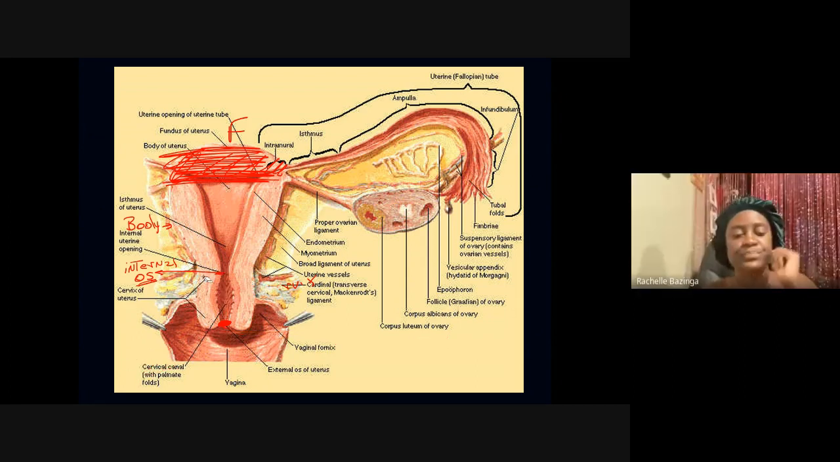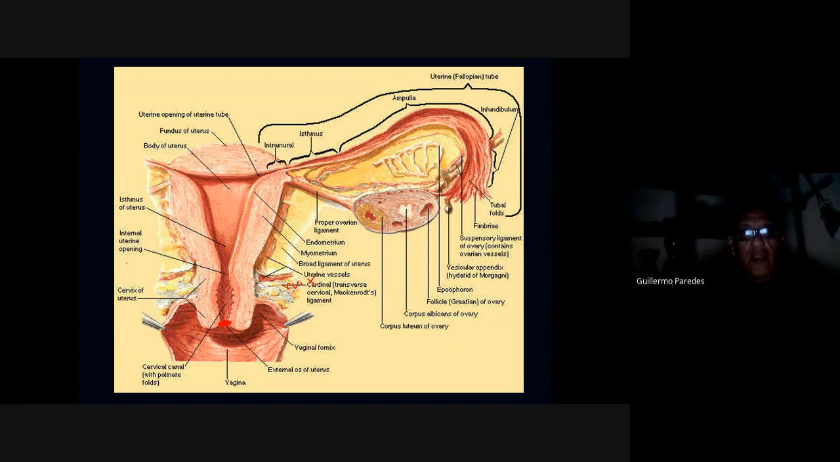Okay, we got it? Yes. Excellent. And the uterus is divided into the fundus, body, and the neck of the uterus. C-section, well, okay, another time.